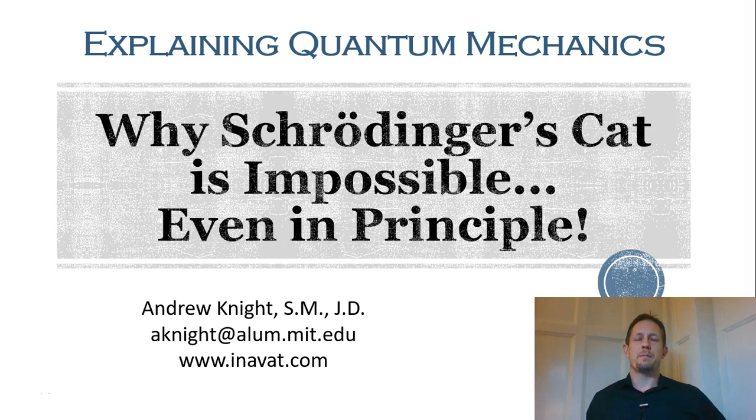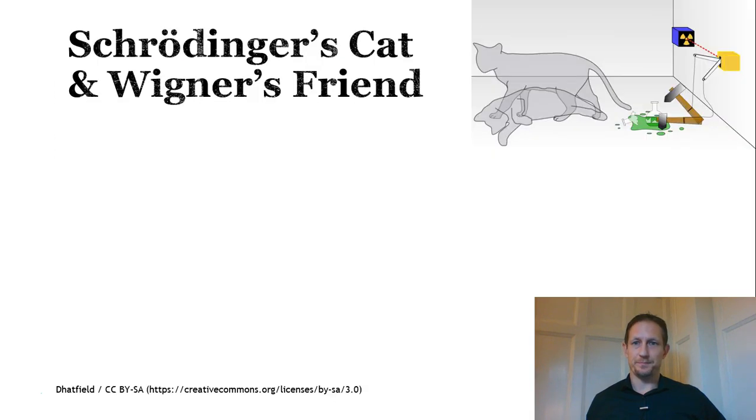This will be just a very brief video explaining why the classic Schrodinger's cat thought experiment is actually impossible, even in principle. So essentially, what is it? And it's basically the same, by the way, as Wigner's friend, which is the conscious counterpart to Schrodinger's cat.